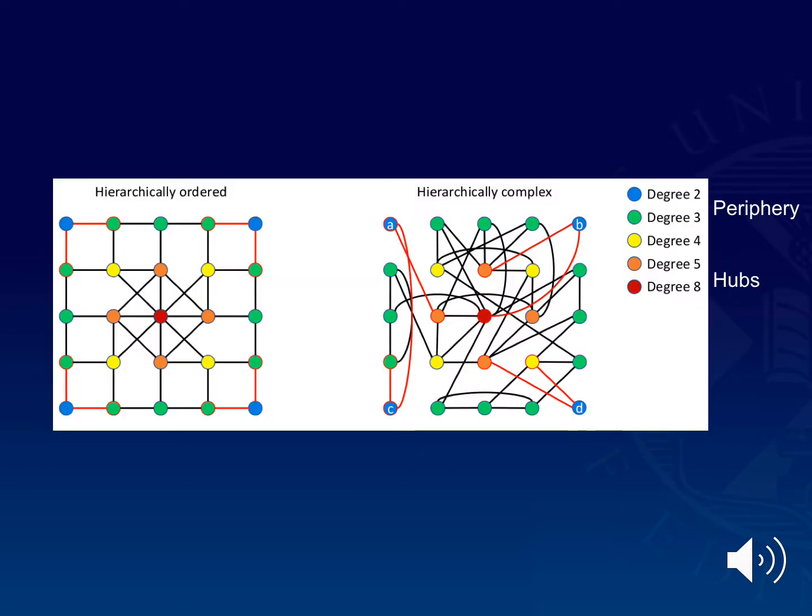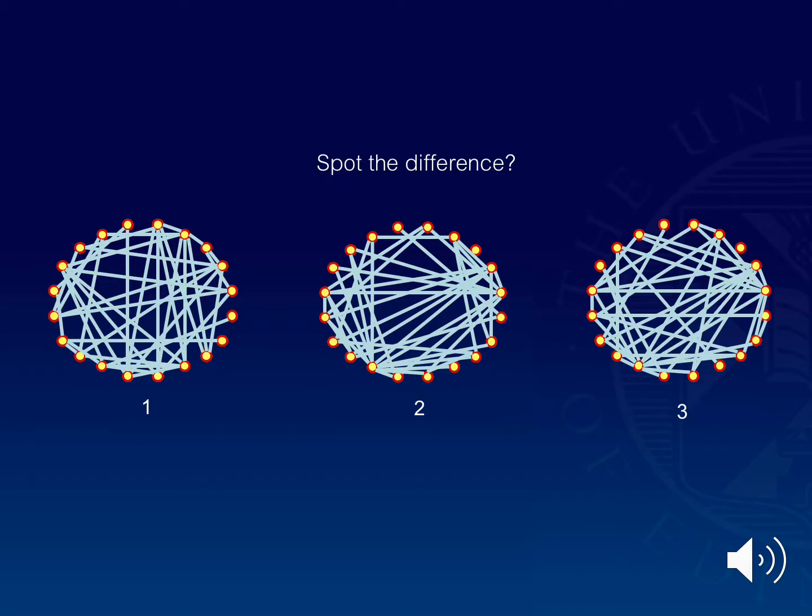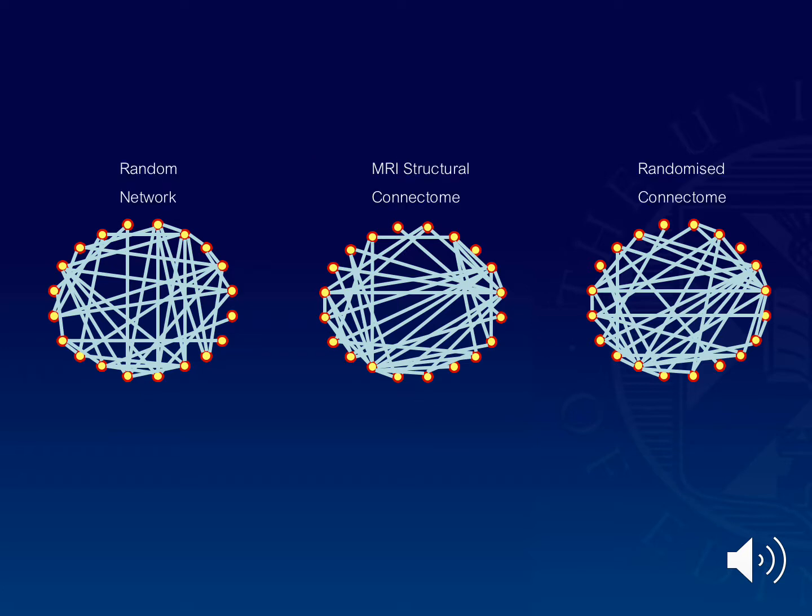So here's another example of a hierarchically ordered network, and then we can arrange the edges so that this is a much more complex, hierarchically complex network on the right. So again, can we spot the difference between these networks? The first network is a random network. The middle network is derived from a structural connectome. And the one on the right is a structural connectome where the edges are randomized. So the degrees of the connectome are fixed, but the edges are randomized around the network.